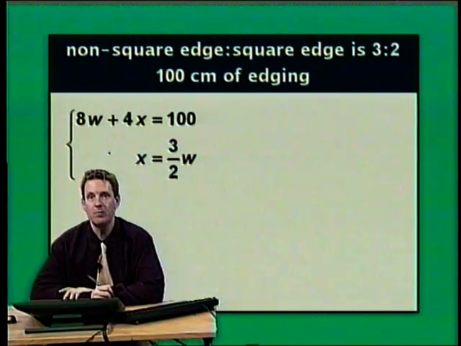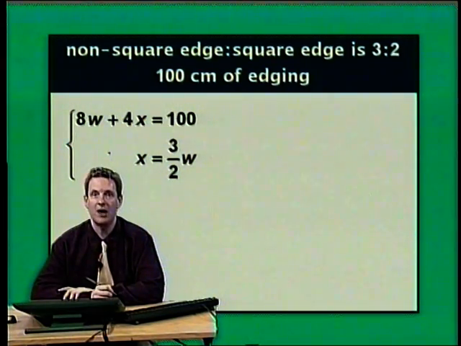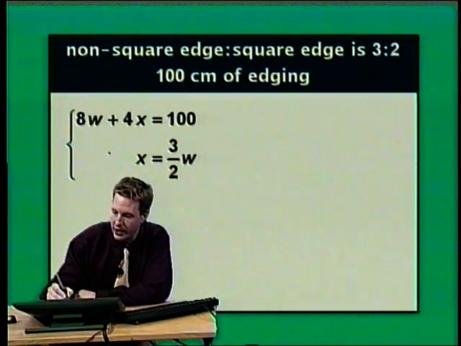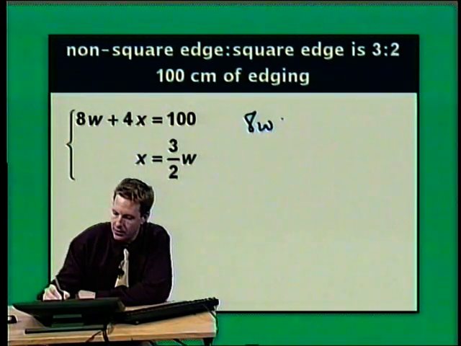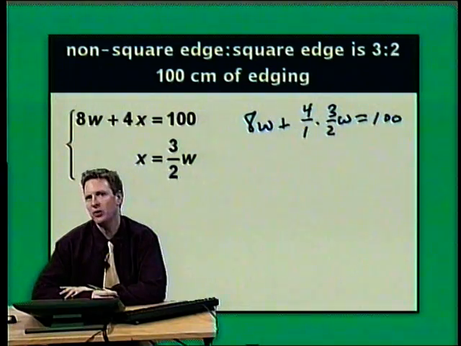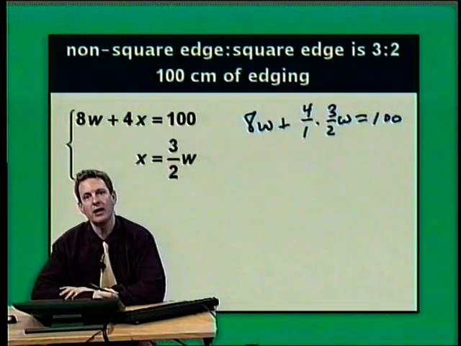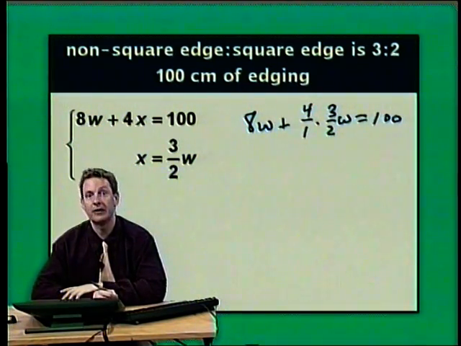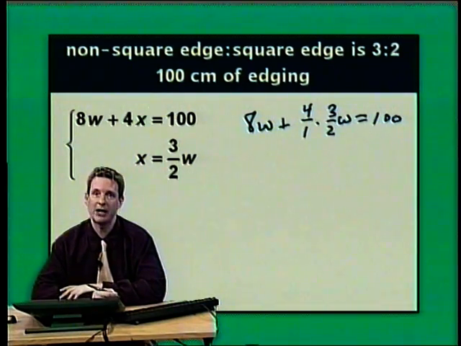So 8w plus 4x equals 100, and x equals 3/2 w. Let's substitute 3/2 w for x in the first equation. When we do that, we get 8 times w plus 4 times 3/2 w equals 100. I kind of habitually wrote the 4 as 4 over 1 to help me line up my numerators and denominators when I perform the multiplication.